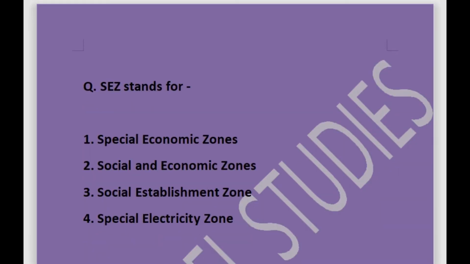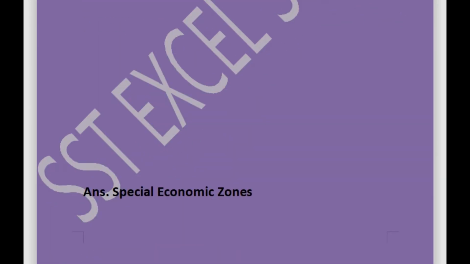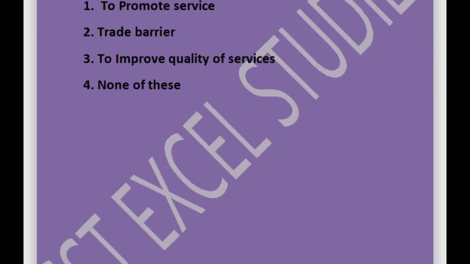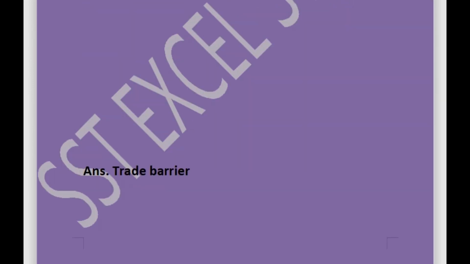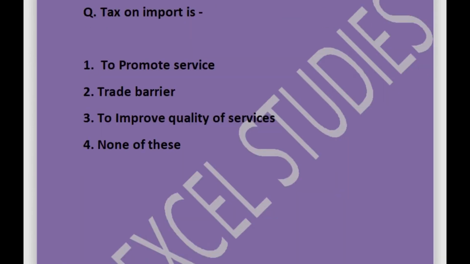Next question is: SEZ stands for? Options are special economic zones, or social and economic zones, or social establishment zones, or special electricity zones? Answer is special economic zones. Next question is: tax on import is? Options are to promote service, trade barrier, to improve quality of services, or none of these. Answer is trade barrier. The tax that is applied on import is called trade barrier.